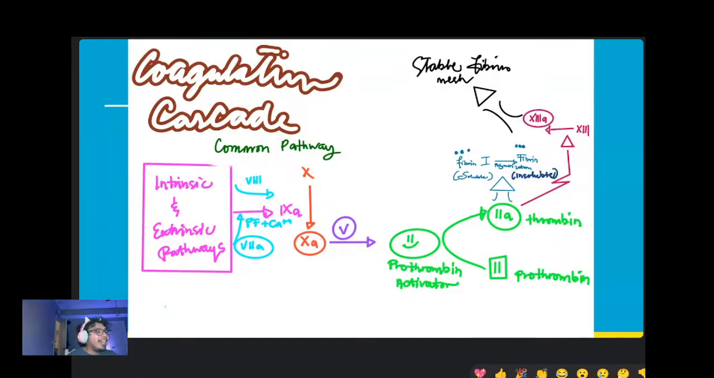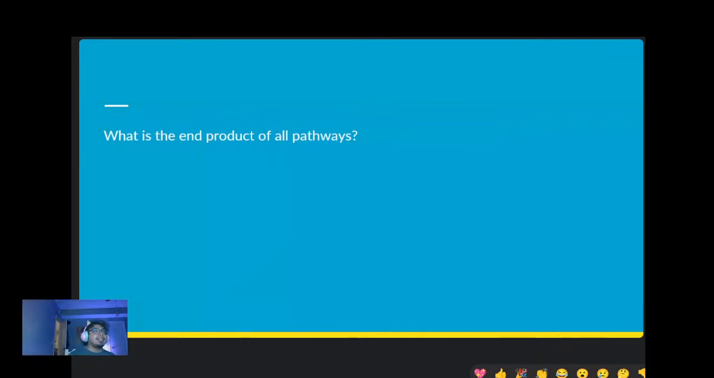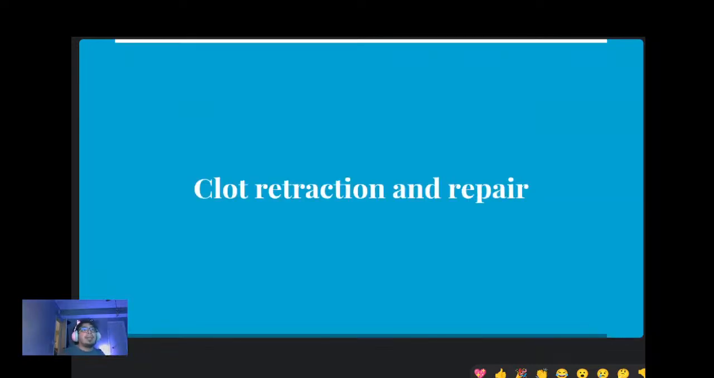Alright, let's go to the end product of all pathways. So the end product of all pathways is a stable fibrin mesh. Okay? A stable fibrin mesh that will stop or control the bleeding. Kasi, temporary fix lang naman yung platelet plug. Diba? The reason why we're having a coagulation cascade is to stop the actual bleed. Okay? Now, let's move on to clot retraction and repair. Clot retraction and repair occurs because of the following series of events. Platelet contraction, the release of PDGF, and the release of VEGF.